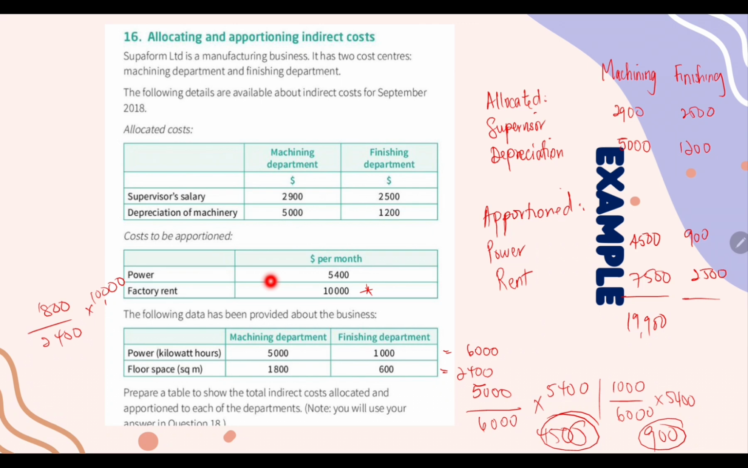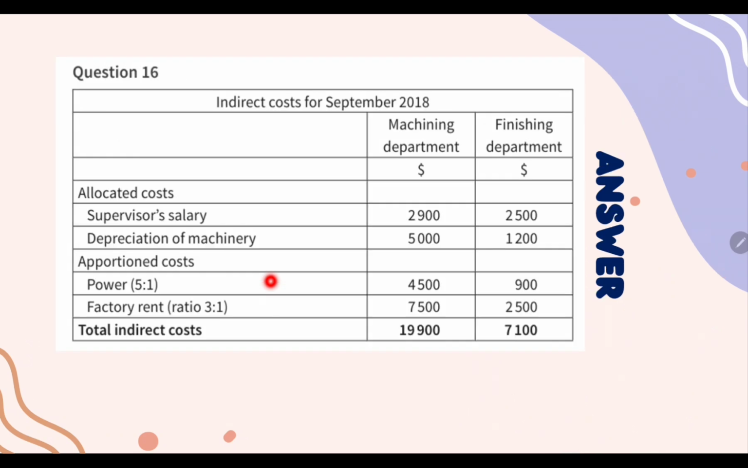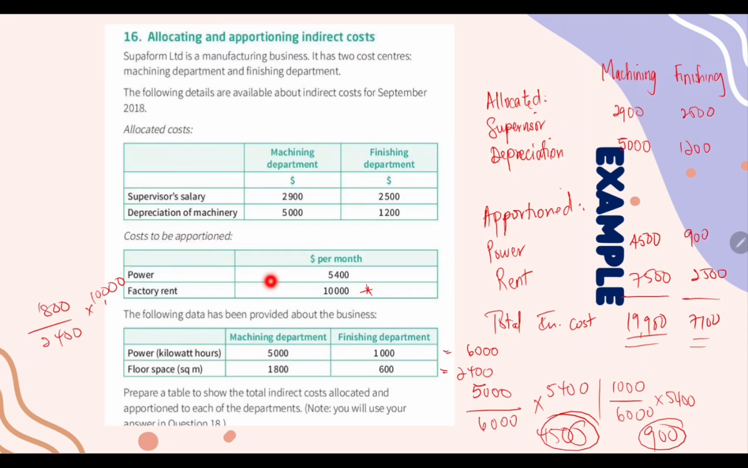2,500 plus 1,200 plus 900 plus 2,500 is 7,100. And this is basically going to be named total indirect costs. We have 99 and 7,100.